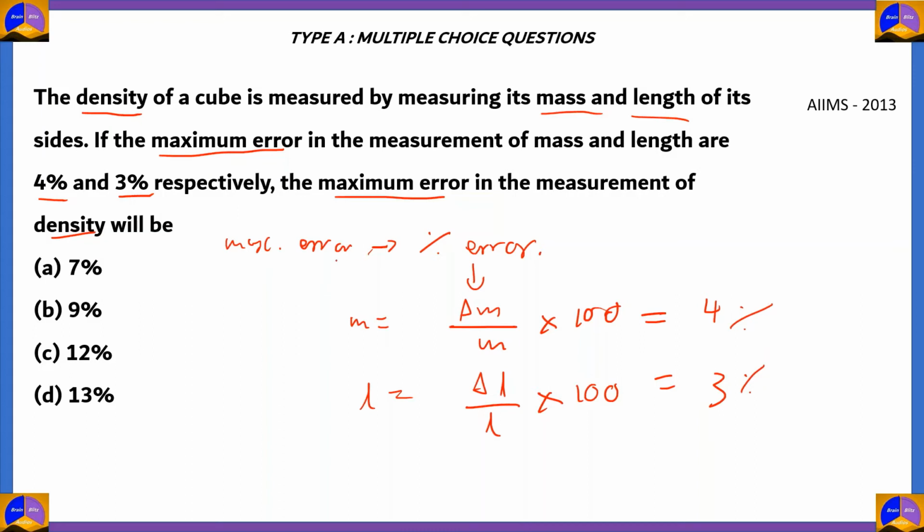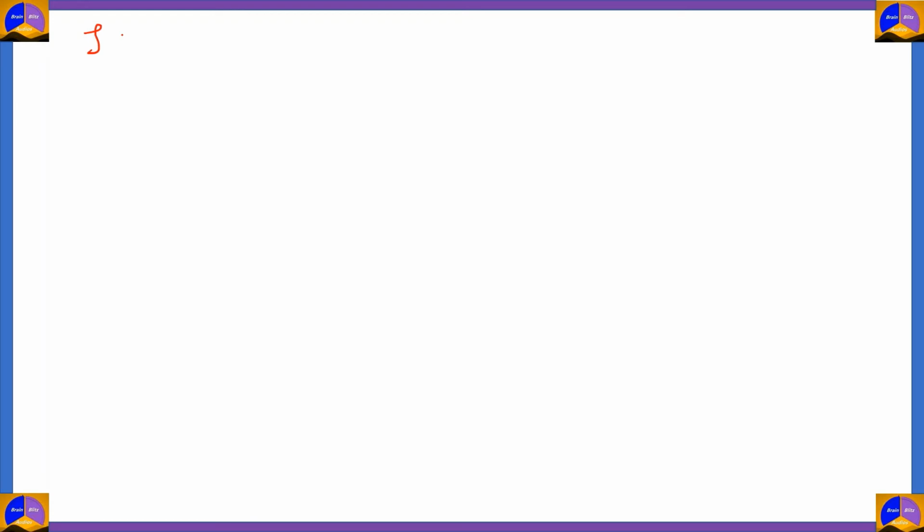So having said that, let's move on to the question. So the question is asking us to find the error in the measurement of density. How do you measure density? Density is mass divided by volume. So that means density rho will be equal to mass over volume, and the volume is L cube.